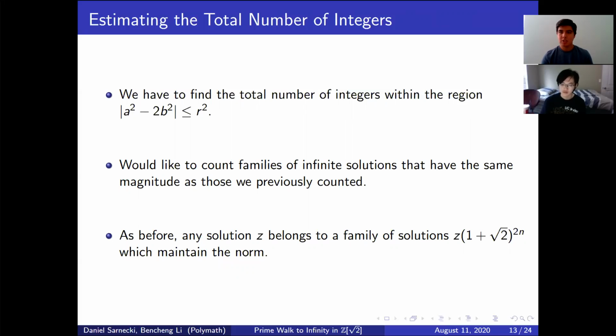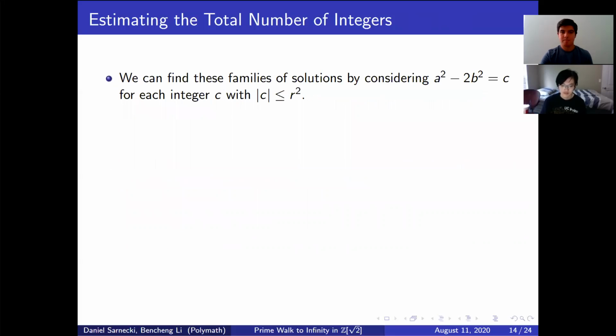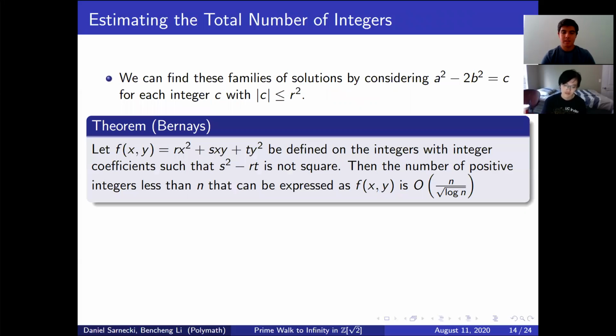As before, any solution or prime z that we have belongs to a family of solutions or primes that are the associates when we multiply by any power of 1 + √2, because these maintain the norm. We can find these families of solutions by considering the equation a² − 2b² = c for each integer c with absolute value less than or equal to r². This theorem of Bernoulli's helps us answer this question.